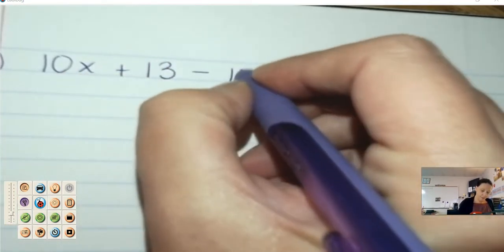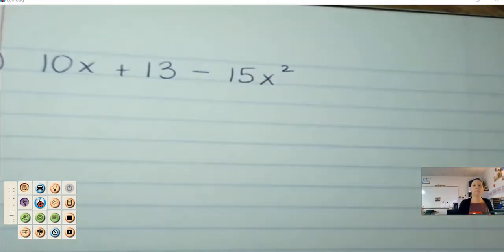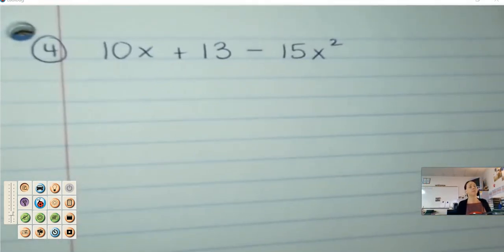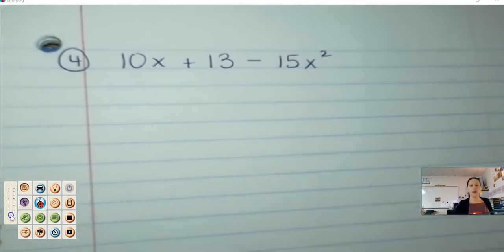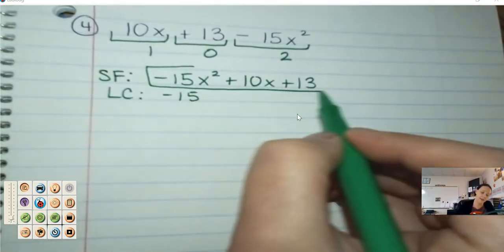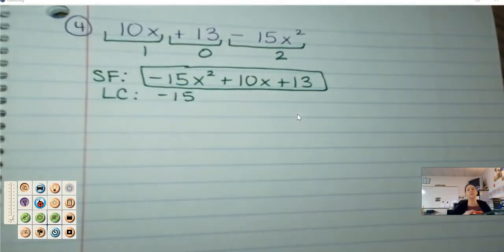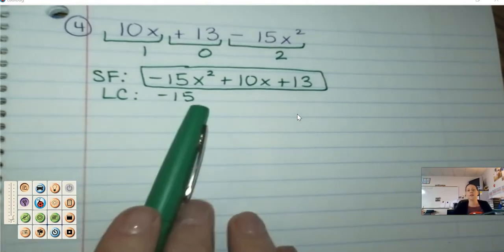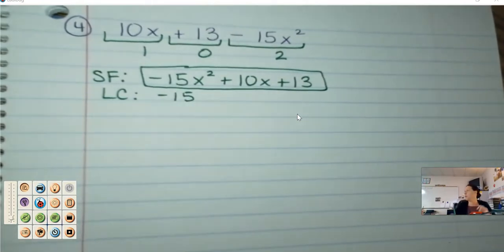10x plus 13 minus 15x squared. Write that in standard form and tell me what's the leading coefficient. Okay, standard form is negative 15x squared plus 10x plus 13. And the leading coefficient is negative 15. How many people are getting this so far? So good. Okay. Then I'm going to put the next two up for you.